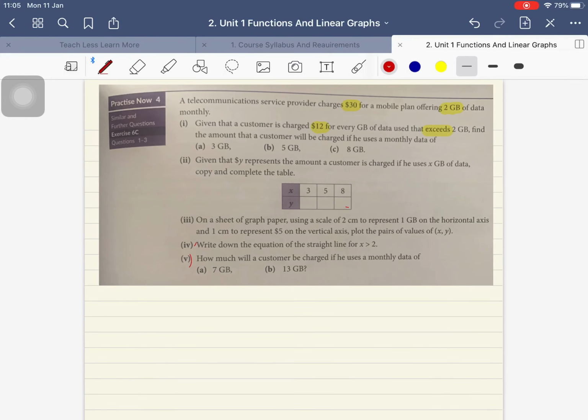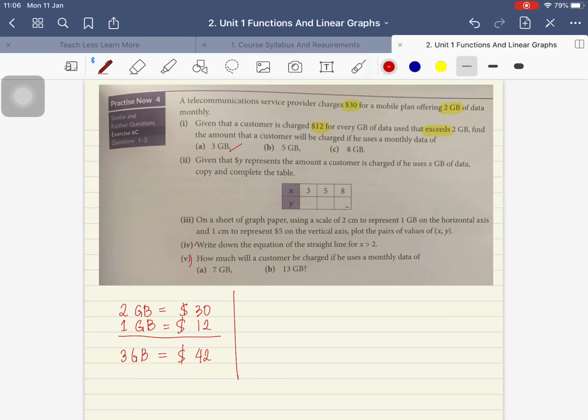So let's say for example you have 3 gigabytes. The first 2 gigabytes, you're going to pay for your plan, $30. Now since you used up 3 gigabytes, you need to pay for an extra 1 gigabyte, and that will cost you $12. So this one will have a total of 3 gigabytes, and a total cost of $42.